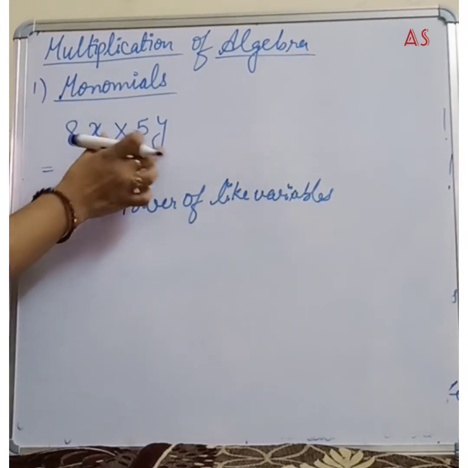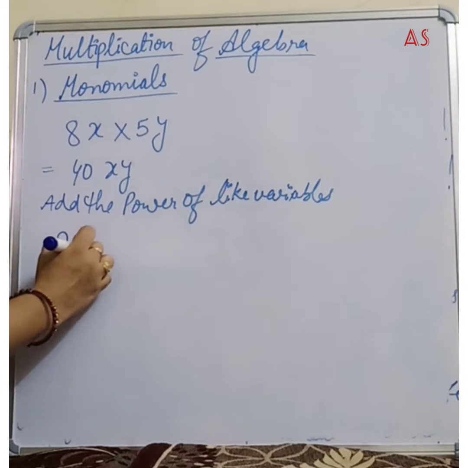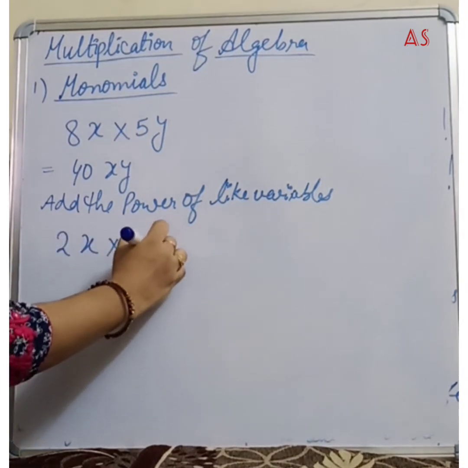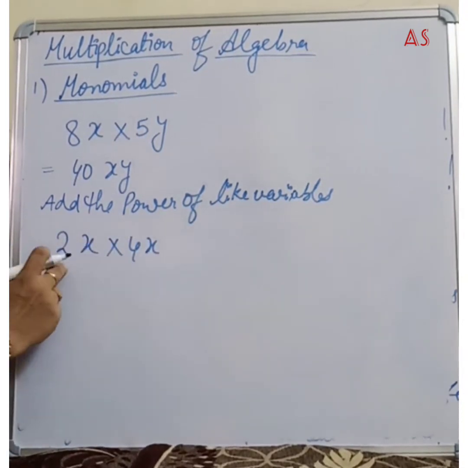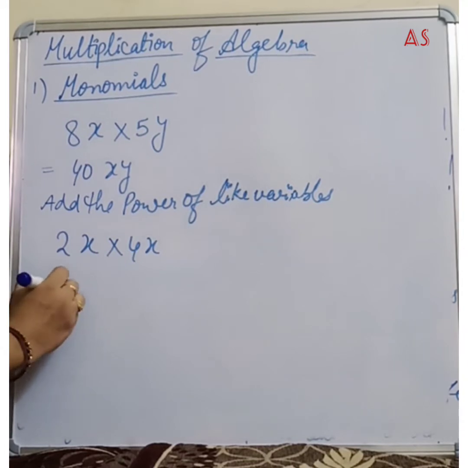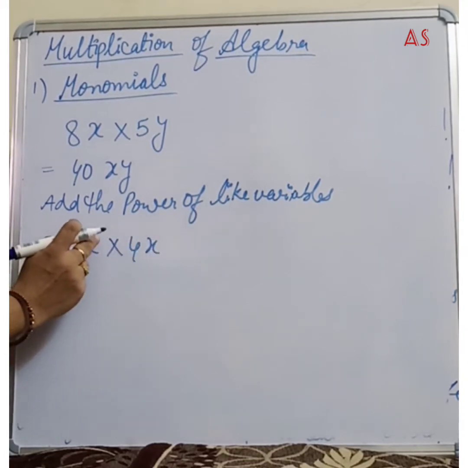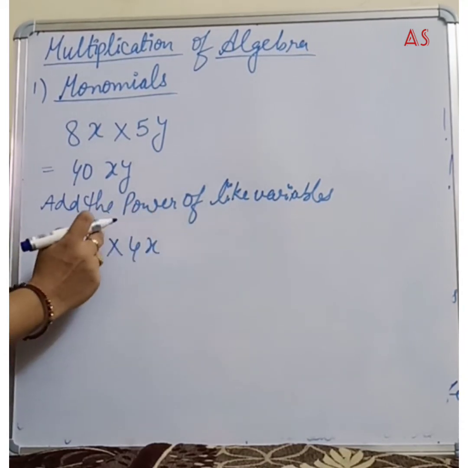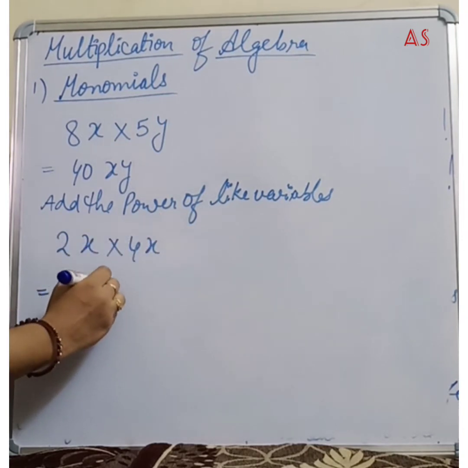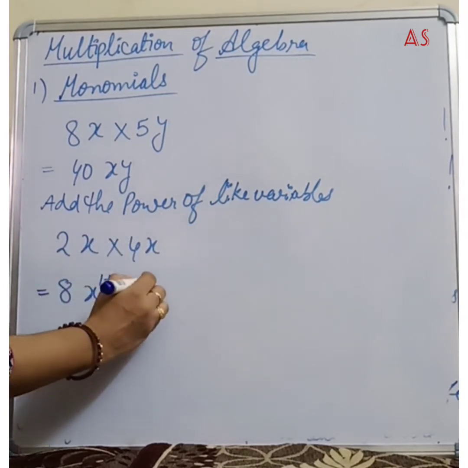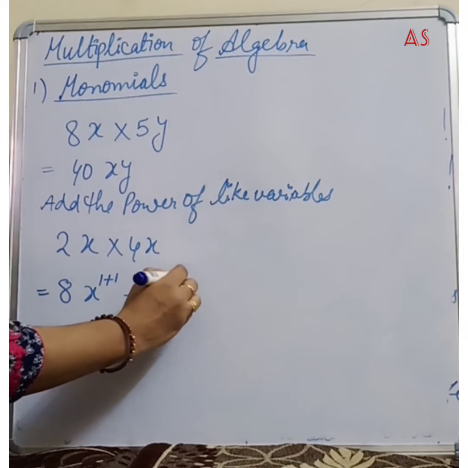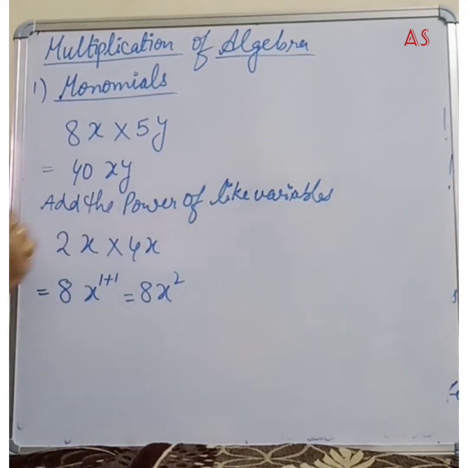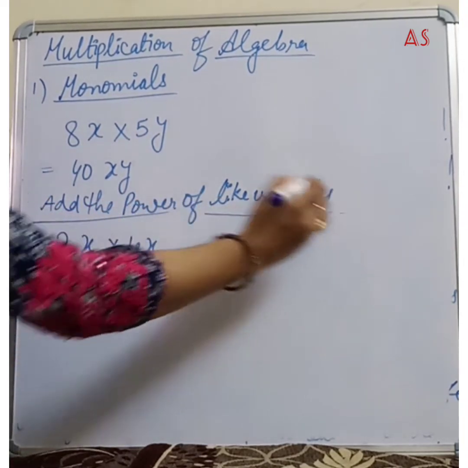Now they are like variables, so as it is we write. Suppose 2x multiply 4x. So firstly always the numbers: 2 4s are 8, then x into x. Now in algebra I told you, if no power is there, it is power 1, then x power 1 plus 1. So in short we can directly write 8x raised to power 2, because 1 plus 1 is 2. So we will add the powers of like variables.